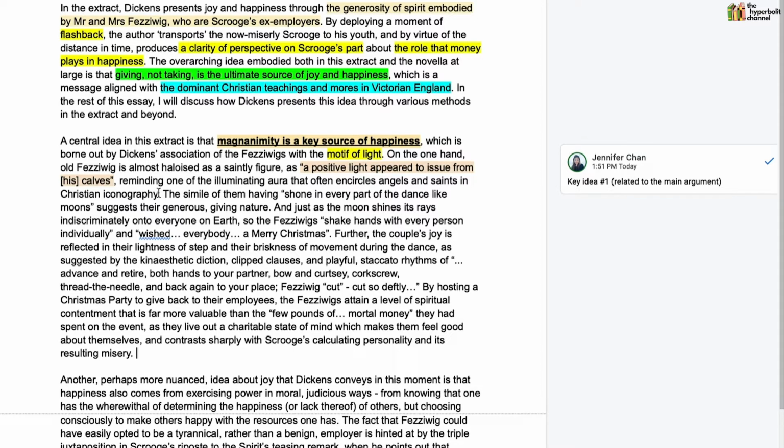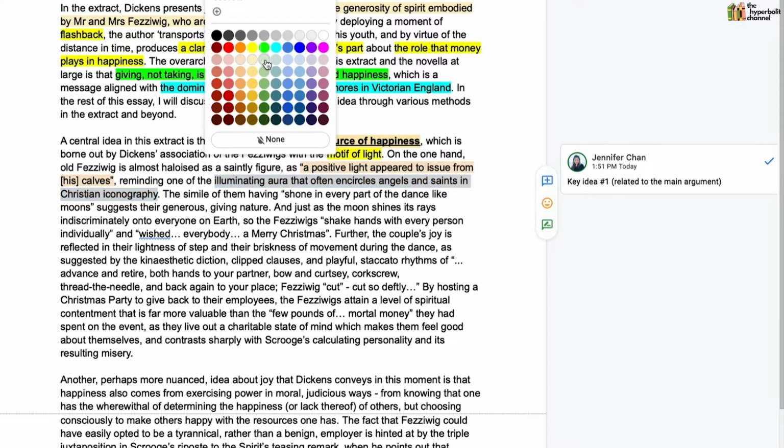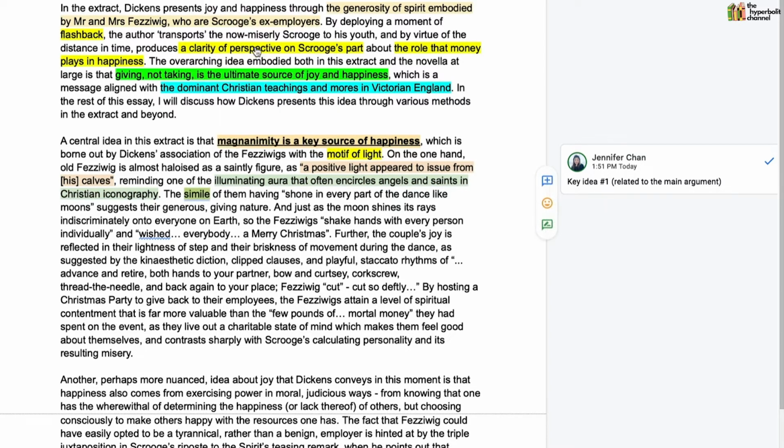in Christian iconography. So this is fantastic because it shows contextual awareness back to the Christianity point, but also reminds us of this association with the saintly figures and naturally with holiness and moral righteousness, which is very much central to the characterization of Fezziwig at this point. And then she goes on to bring in another technique, which is simile. And she says, the simile of them having shone in every part of the dance like moons, another quotation from the extract, suggests their generous giving nature.